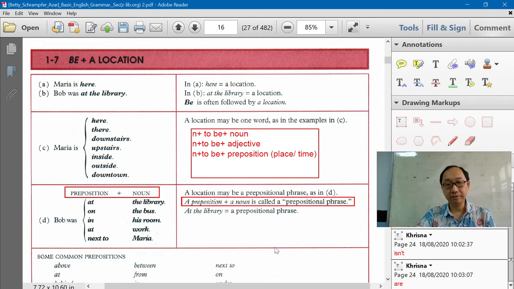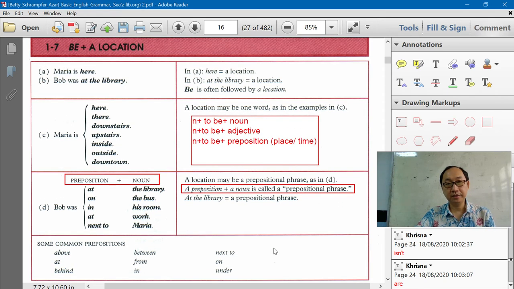Prepositional phrase. And some common prepositions can be above, at, behind, between, from, in, next to, on, and under. So those are the prepositions showing places, kata depan yang menunjukkan tempat. So preposition of place. Remember preposition of place and time, and also prepositional phrase.